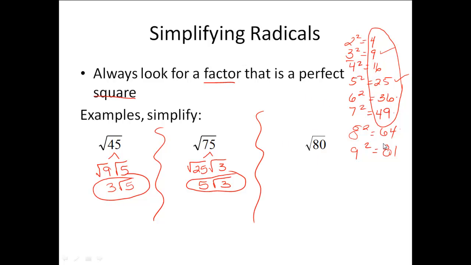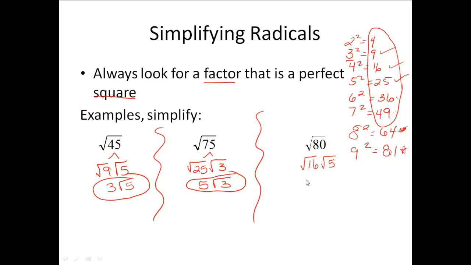Okay, now let's look at 80. Well, I don't need to go past this number right here because it's bigger than 80, so I want to start working my way back up. Can I divide it by 64, 49, 36, 25? I believe it's 16. So we want to break 80 down into the square root of 16 and the square root of 5.